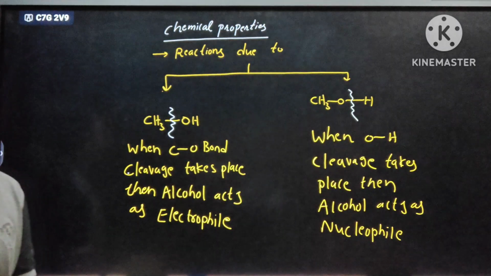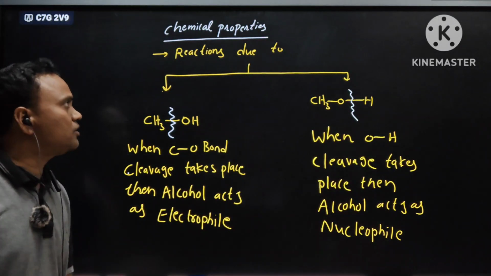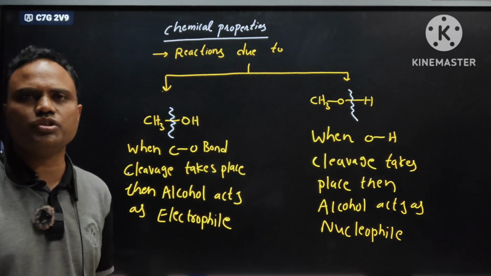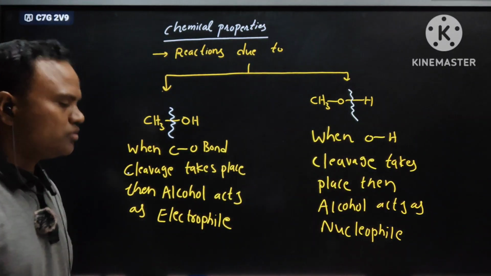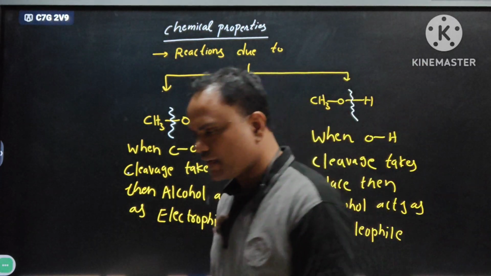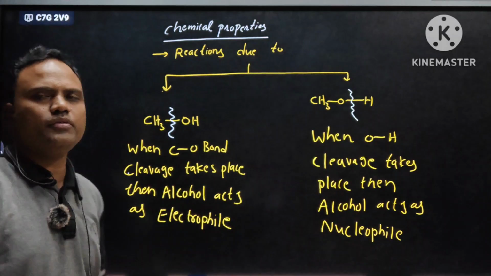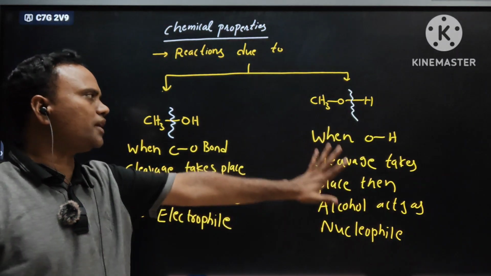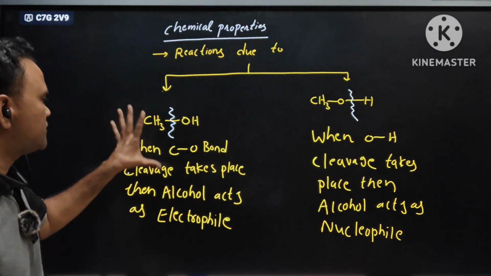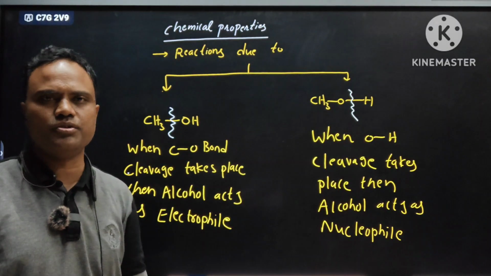We have two types of reactions. Right. Now let us start. Reactions due to CO bond breakage. So remember, overall, alcohol can act as an electrophile and alcohol can act as a nucleophile. Alcohol acts as an electrophile when CO bond cleavage takes place. Alcohol acts as a nucleophile when OH bond cleavage takes place. Let us start first with reactions due to CO bond cleavage.